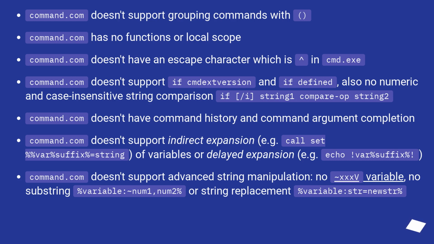Command.com doesn't support indirect expansion, for example call set %var%%suffix%=string, of variables, or delayed expansion, for example echo !var%suffix%!. Command.com doesn't support advanced string manipulation: no ~ for variables, no substring, %variable:~num1,num2%, or string replacement, %variable:str=newstr%.